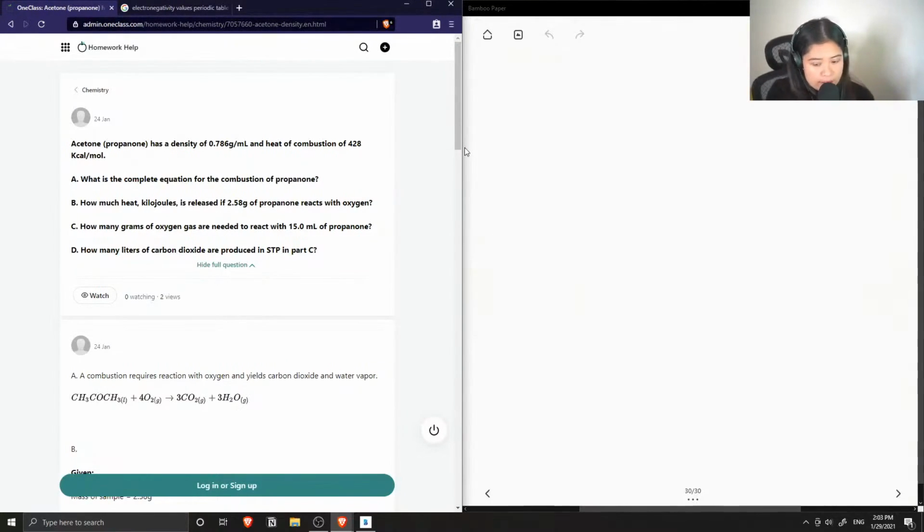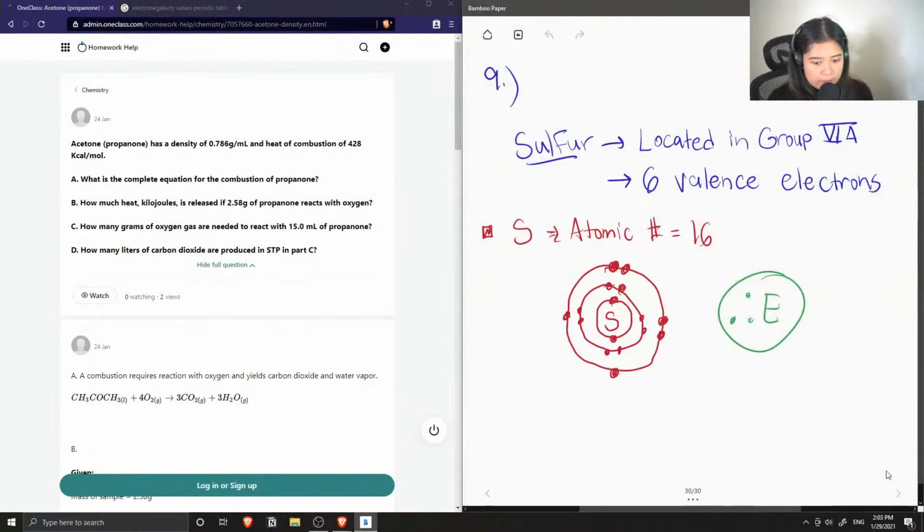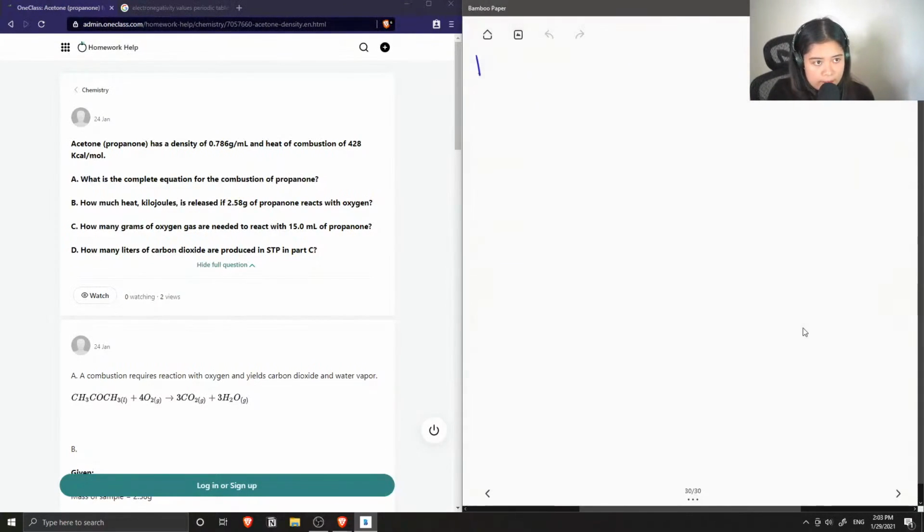Okay, so let's start off. I believe this is question 10. So 10A is to first write the complete equation for the combustion of propanone.